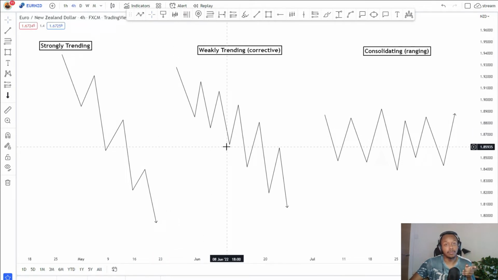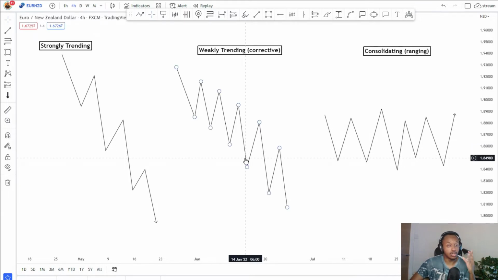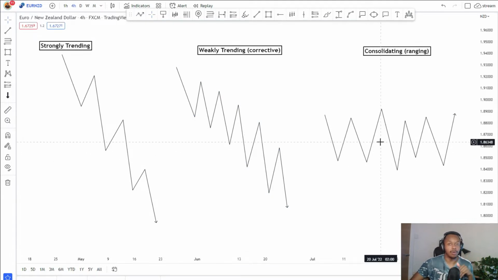Now we've got a weakly trending market doing the exact same thing. However, the pullbacks, as you can see, are a lot more frequent, and the pullbacks are a lot more steeper, higher pullbacks, higher retracements, showing us that the market is potentially running out of steam and potentially could reverse. Still trending to the downside, however, but just very, very weak. And then we've got consolidation ranging where the market's making equal highs and equal lows and is not really moving in a particular direction.